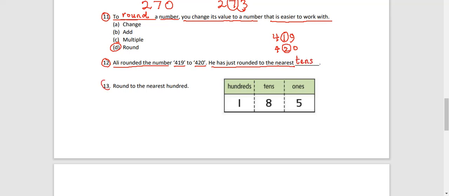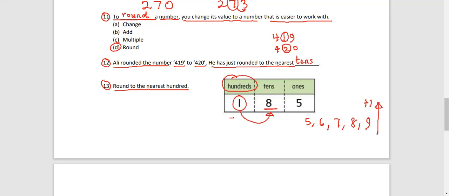Question 13 says, round to the nearest hundred. So check the hundreds digit, which is 1. Check the next digit to its right. The number is 8. 8 is more than 5. Any number that is 5, 6, 7, 8, or 9, all you need to do is round up by adding 1. So I add 1 to this circled number. So 1 plus 1 becomes 2. All other numbers turn to 0. So the answer is 200.